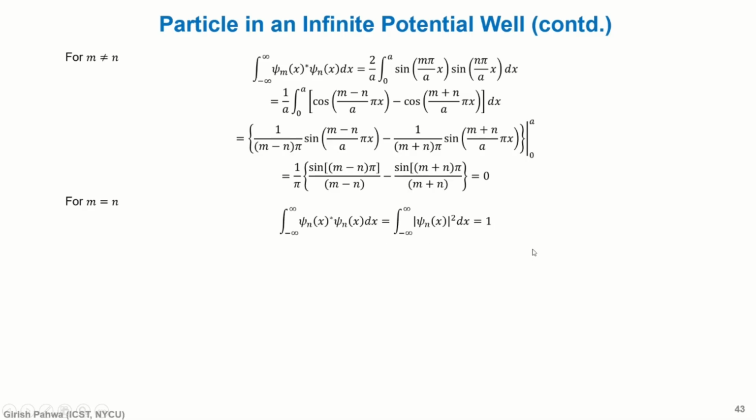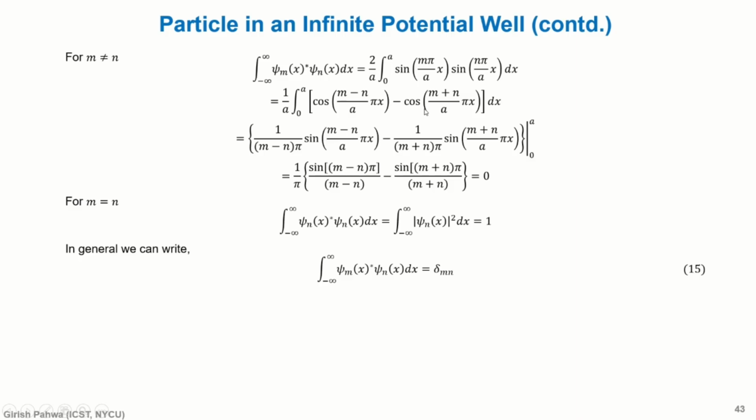So now you get two things. If m is not equal to n, you get 0. If m is equal to n, you get 1. So what do we do with this information? What is our purpose? Our purpose is to calculate Cn, the coefficient in the general solution of the Schrödinger equation. In general, combinedly we can write these two conditions as: minus infinity to infinity psi m star psi n dx is equal to delta mn.